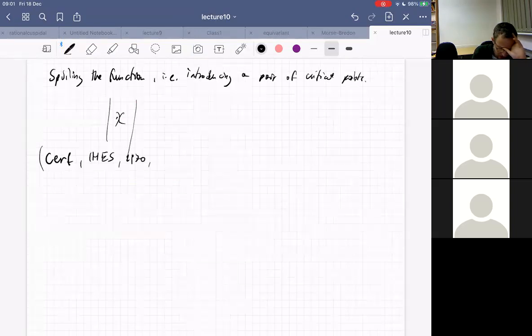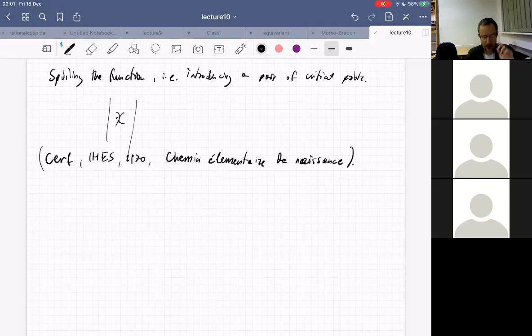The subsection on the key part, the paper is in French, "chemin élémentaire de naissance", that is, elementary path of birth. Cerf also uses elementary path of death, and I like the connection of the sound of it with Indiana Jones movies.